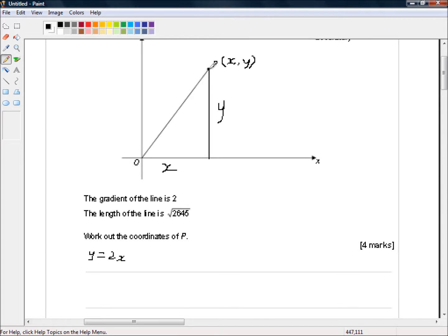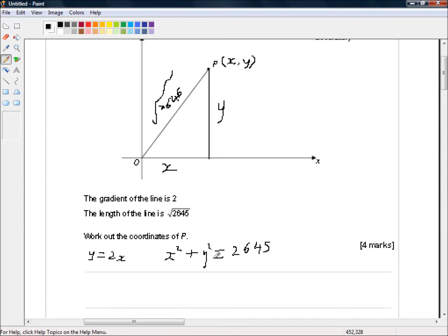We also know the length of this line here is the square root of 2645. Please excuse my bad writing. Okay, so what we know from Pythagoras' theorem is that x squared plus y squared equals this length here, which is the square root of 2645 squared, and when we square a square root we get our original number, so x squared plus y squared equals 2645.